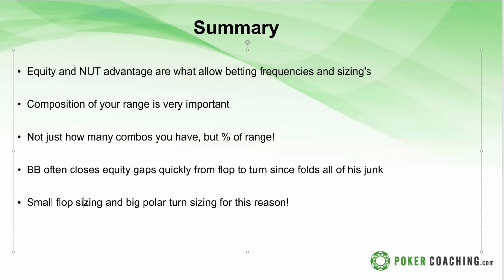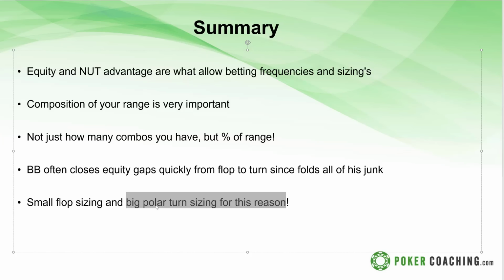And point number 3, and you often see this and people don't know why. We know why we use small flop sizings now. We use the small flop sizing because we have such a large equity advantage and nut advantage on the flop, at least on this board texture. And then we use big polar turn sizings after it goes check call because now equities are much closer after the big blind has check called. So that's the reason we're using like a 30% sizing on the flop.